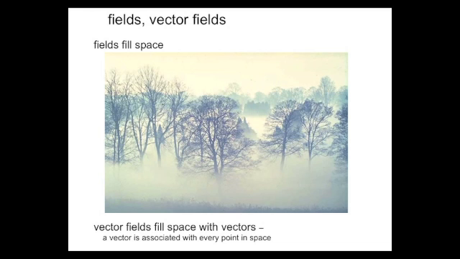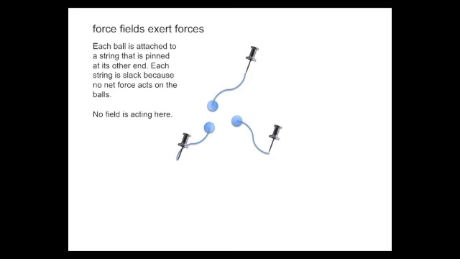The electric field and the gravitational field are vector fields because they are fields that exert forces. So here's just a little pictorial way to think about how you might know when such a field is present. You have a probing particle.